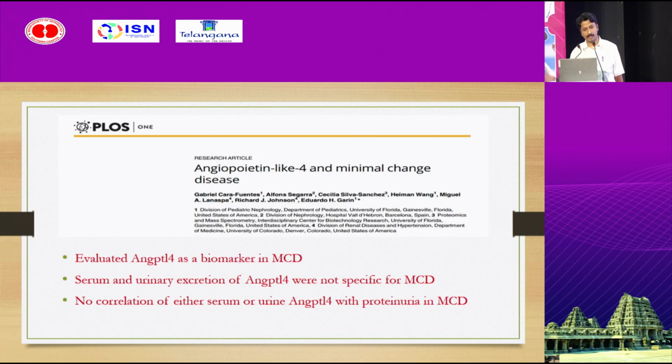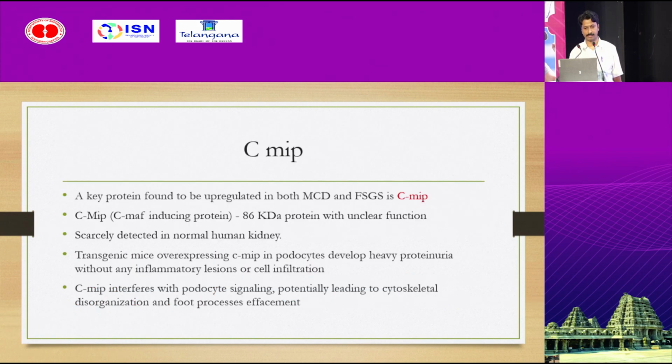So again, multiple studies have studied the usage of angiopoietin-like 4 in minimal change disease. And serum and urinary excretion of angiopoietin-like 4 were not specific for MCD, and it might correlate with proteinuria, but it is not specific for MCD in recent studies. Some studies have come up which include CMIP, which is a c-Maf inducing protein, an 86 kilodalton protein with unclear function and scarcely detected in the normal human kidney. And CMIP interferes with podocyte signaling, leading to cytoskeletal disorganization and foot process effacement.